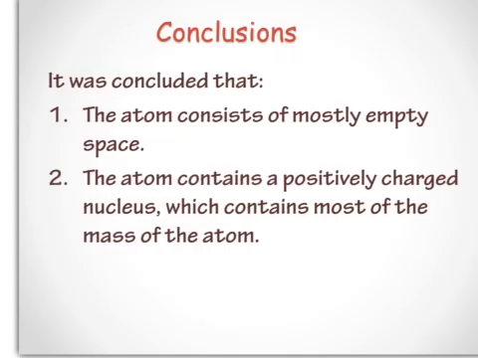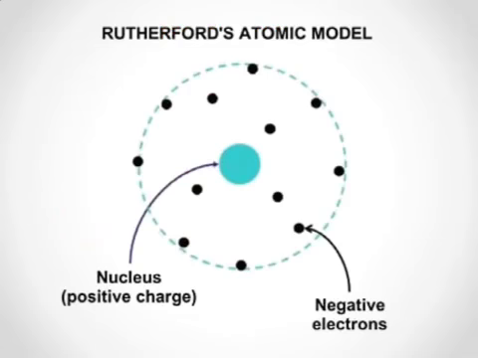Conclusions from Rutherford's findings. It was concluded that the atom consists of mostly empty space, and the atom contains a positively charged nucleus, which contains most of the mass of the atom. Rutherford's atomic model. As you can see, inside the atom is mostly empty space, with a nucleus in the middle and these tiny electrons on the outside.